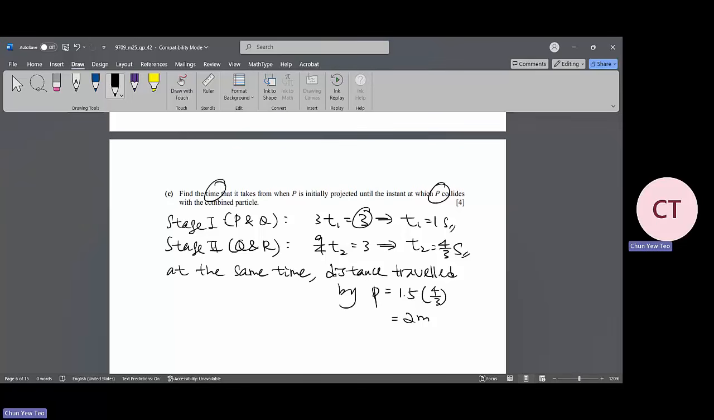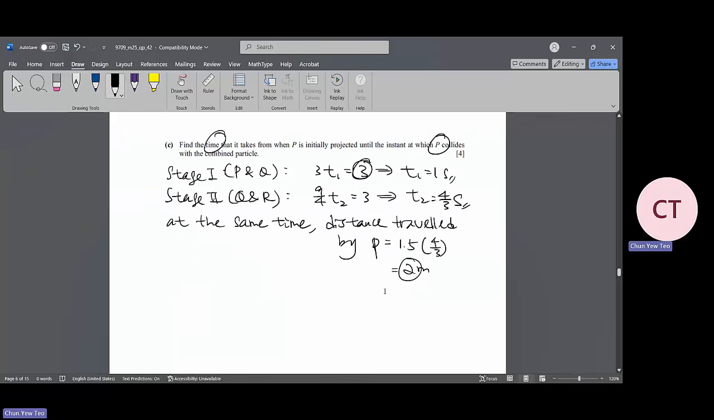So 3 meters plus 2 meters, already 5 meters. That means when Q and R collide and combine together, P is here. From the beginning until here, P has traveled a total of 5 meters, and the time that has passed is 1 plus 4/3 seconds. So this is what P is experiencing. Now the distance between them still has 1 meter left.